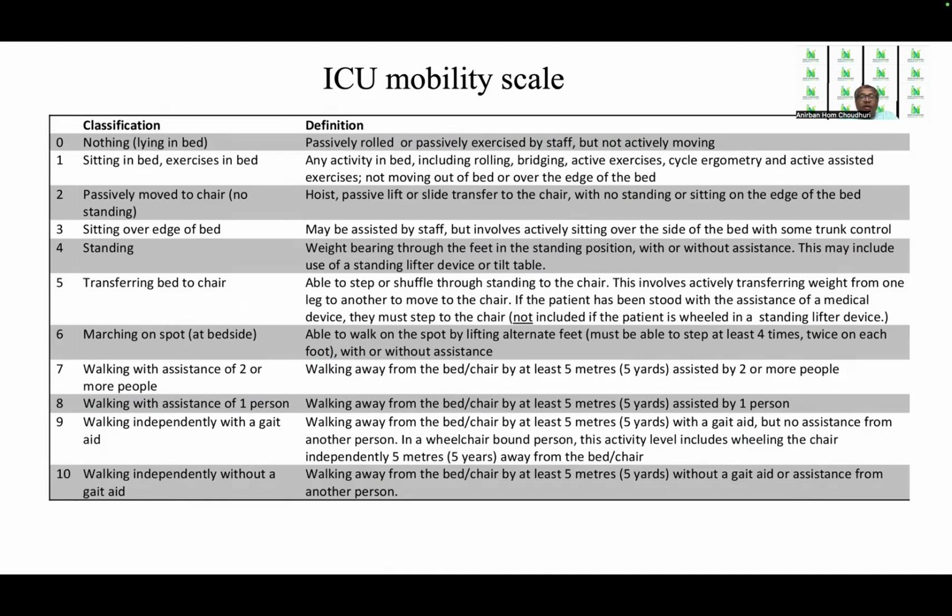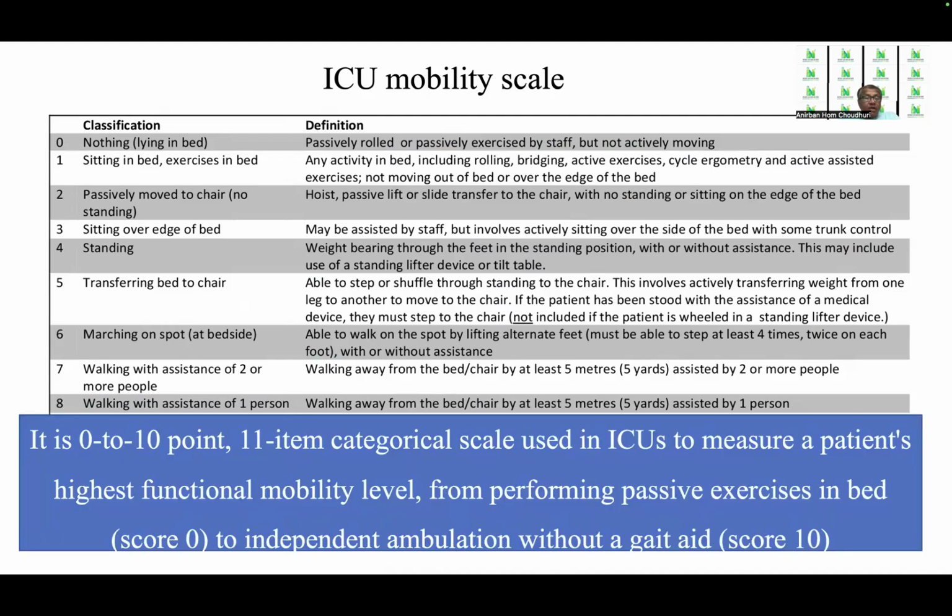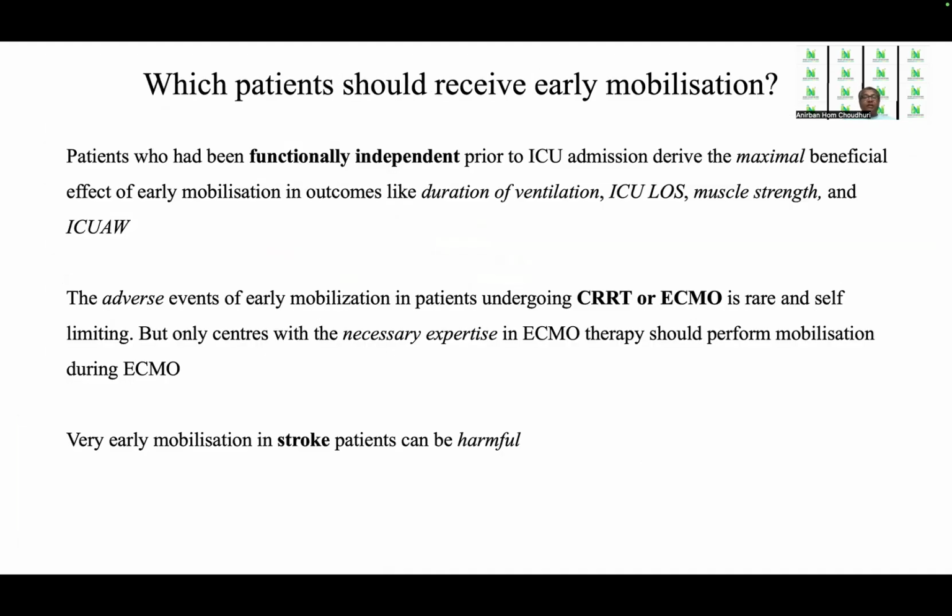Now, this is also a very important aspect of the ICU mobility scale, which people need to look for. It is a 0 to 10 point, 11 item categorical scale, and it is used to measure a patient's highest functional mobility level, from performing passive exercises in bed, score 0, to independent ambulation without any gait disorder.